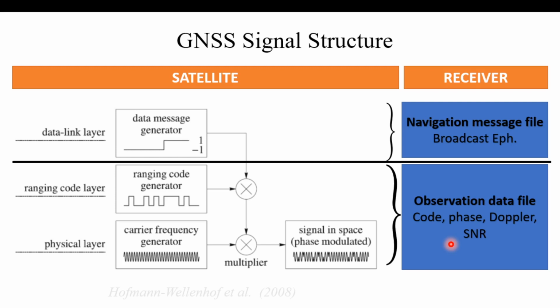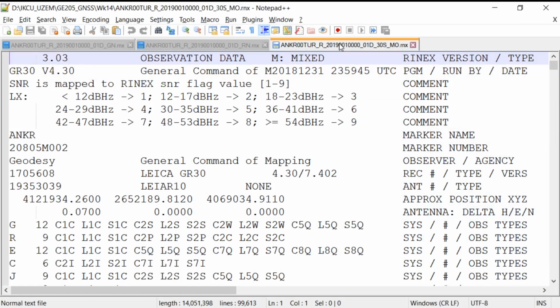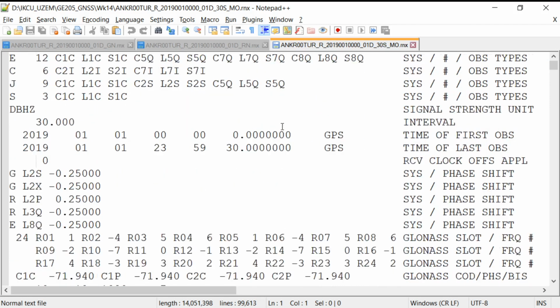So this data file will include some observation or some measurement between the receiver and the satellite. So, for example, this RINEX file, again, is obtained at Ankara station for the 1st of January 2019. And this data, again, includes the header data, you see.